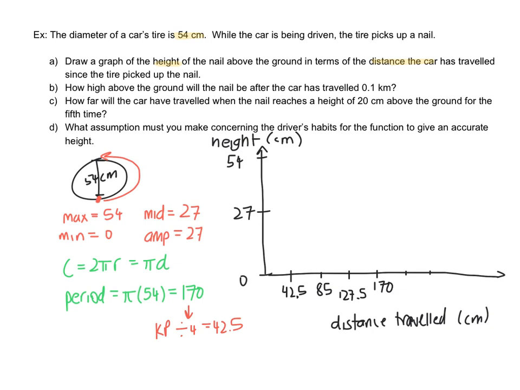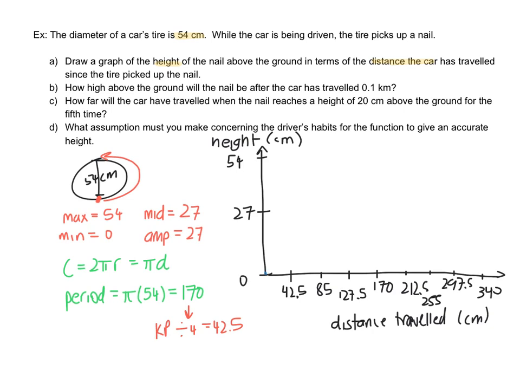So then we just have one more rotation to do. So let's add another 42.5 to get 212.5. Add another to get 255. And another 297.5. And then 340 for the end. Now that I have a nice scale and I know when every key point occurs, I can draw a sketch.